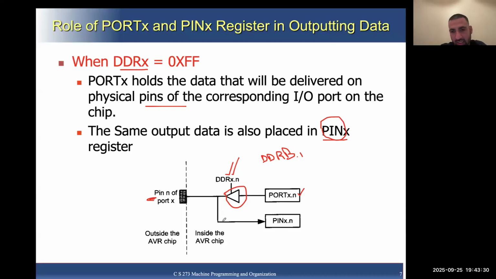But at the same time, that value which you are writing on the output pin will also be placed in the nth bit of the PINB register. So if you read this register, you will get the same value which you have written in the PORTB register, but only when you have configured this pin as the output pin.